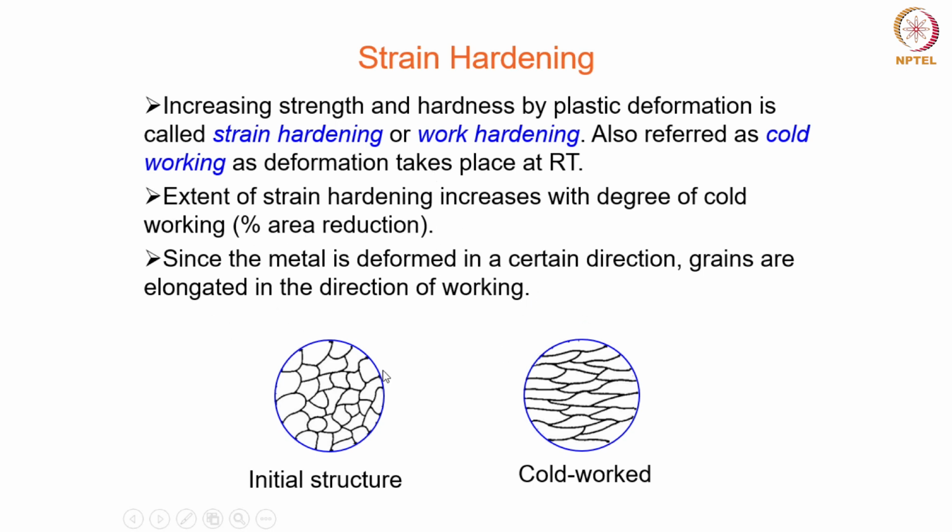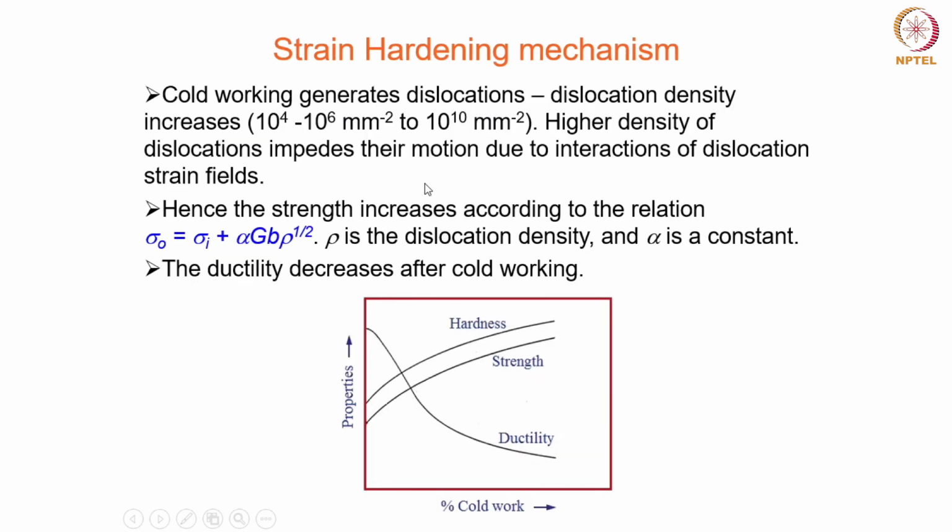As you do that, you basically increase the dislocation density in the material from a range like 10 to the power 4 to 10 to the power 6 per millimeter square to 10 to the power 10 per millimeter square. So that is the kind of increase in the dislocation density that you can expect when the material is subjected to cold working.